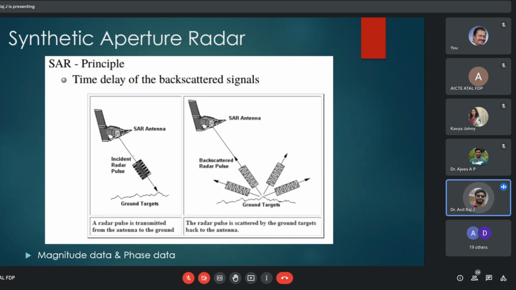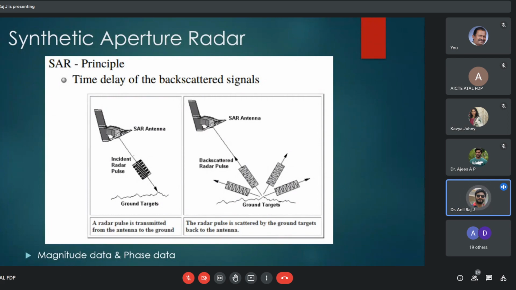So first we'll see what a radar is. What is a SAR? SAR means synthetic aperture radar. It's an imaging device. Imaging device means, similar to a camera, it's for observing the surface of planets like Earth. By using the radar signal, radar meaning a radar pulse, we can observe the surface of the Earth.